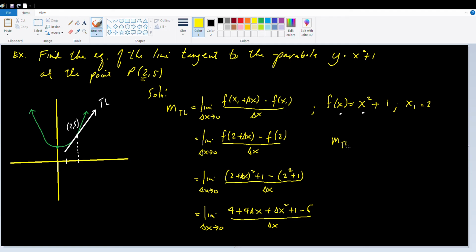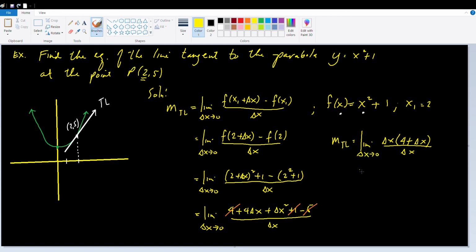So we continue here. The slope of the tangent line is the limit of. So we can simplify this. 4 plus 1 is 5, minus 5. Then, for 4 delta x plus delta x squared, we can factor delta x. That is the greatest monomial factor. So factoring delta x, we'll be getting delta x times 4 plus delta x, all over delta x, as delta x approaches 0.